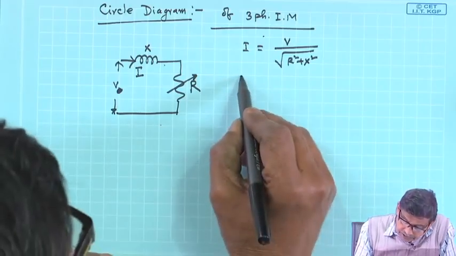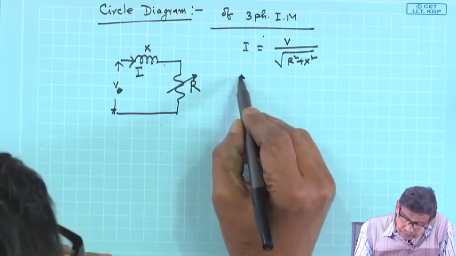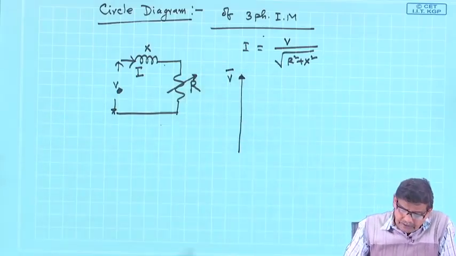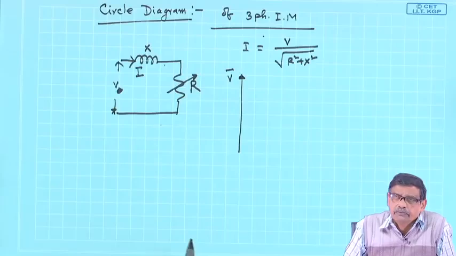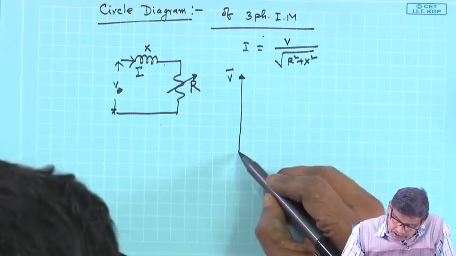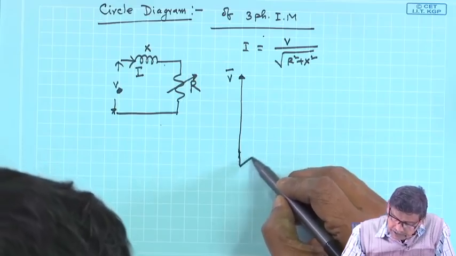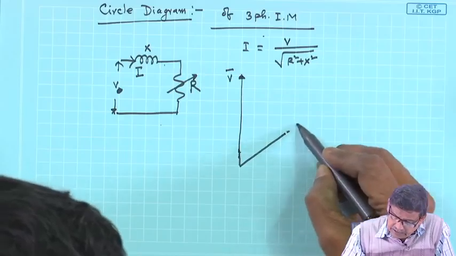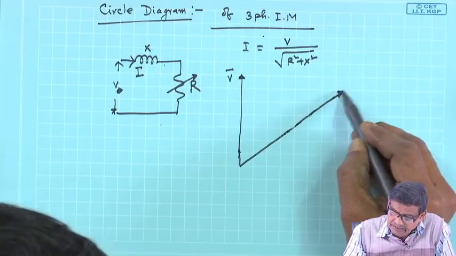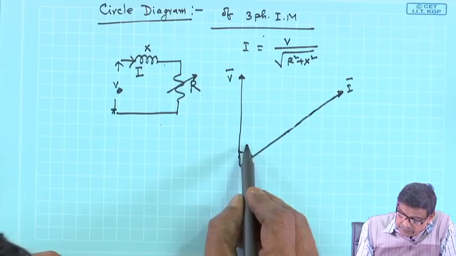Suppose this is your supply voltage phasor V, and suppose R is having some finite value. Then the current, I know, will be lagging this V. Along this line the current phasor I exists, and this is the power factor angle by which it will lag.